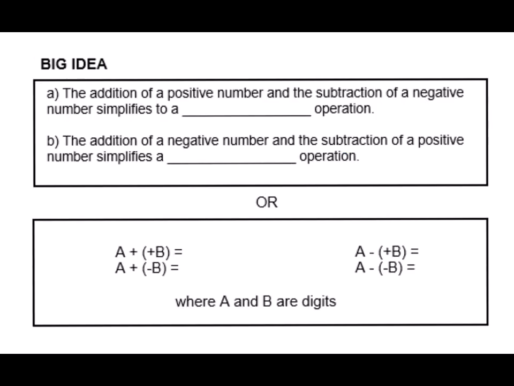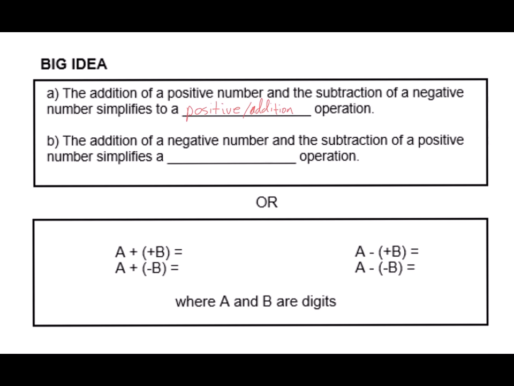So the big idea for today, for that first part, was the addition of a positive number and the subtraction of a negative number simplifies to basically a positive or addition operation. Now, the addition of a negative number and the subtraction of a positive number simplifies to a negative or minus operation. Now, please make a correction to your sheets. This should say 2.